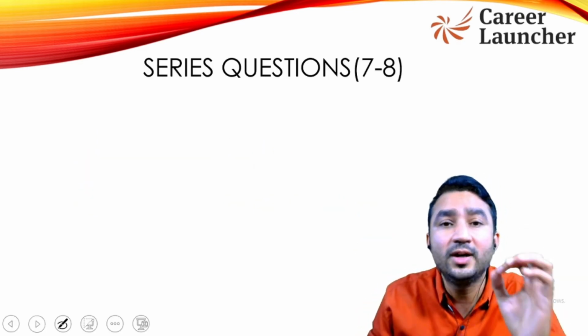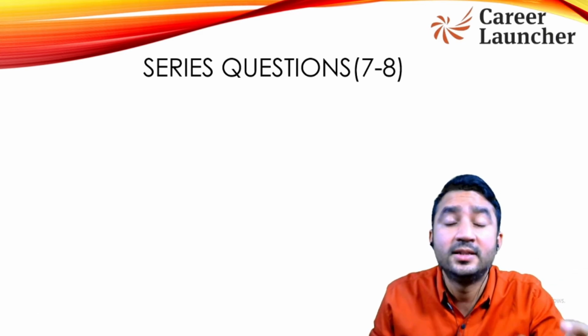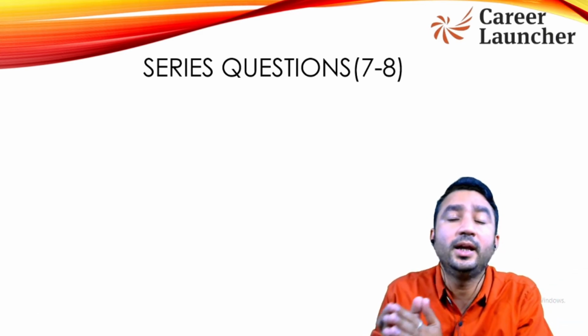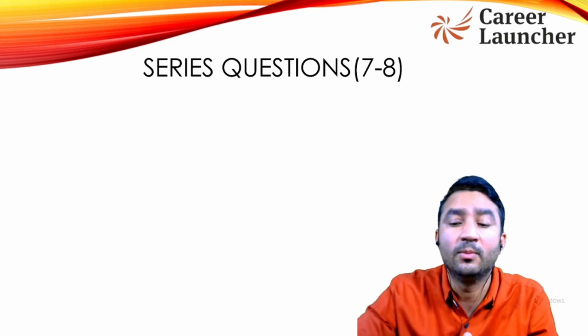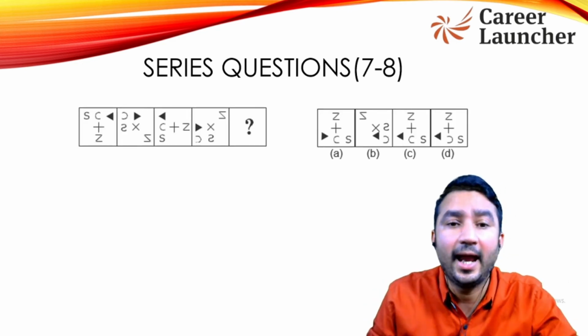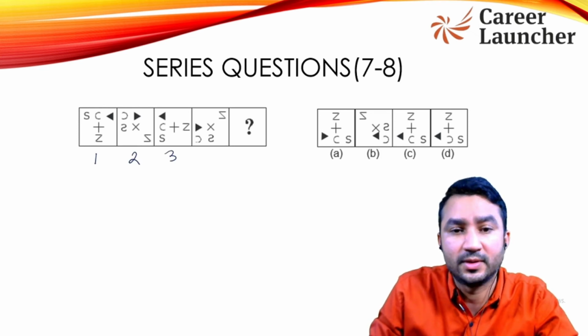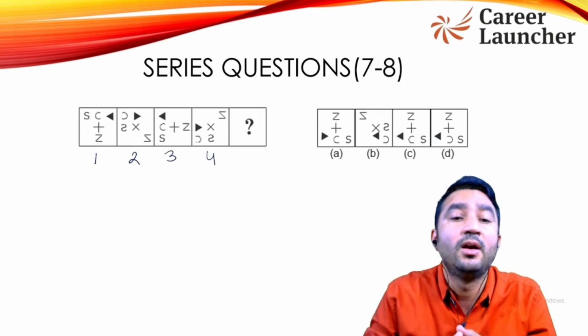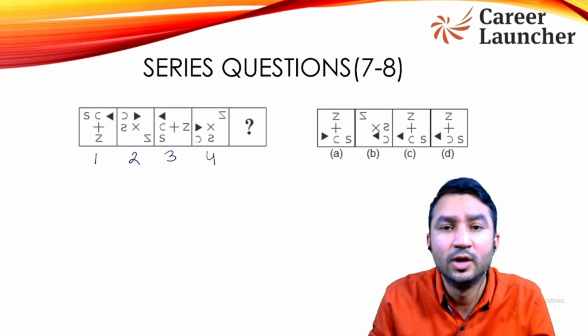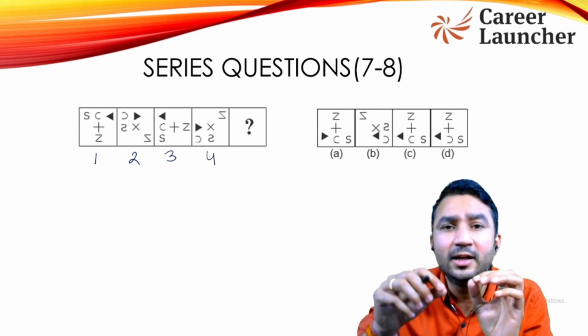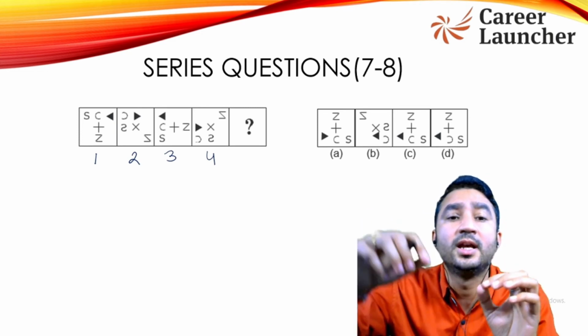The first category is known as series questions. How many series questions come in the paper? It comes of 7 to 8 marks. So let us look at an example. They have given you 4 frames, and inside each frame there are 5 elements. You will have to see the pattern in the changes in the behavior of these elements.